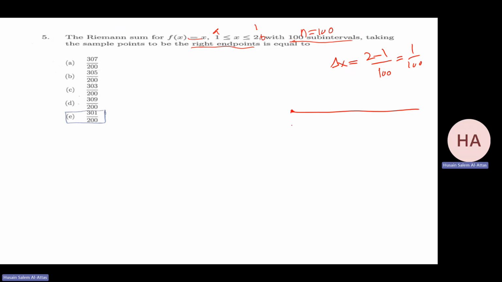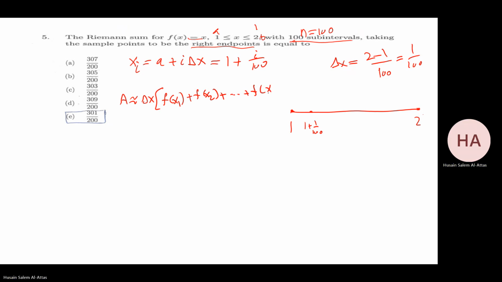So what will be now? Just starting from 1 up to 2. This will be 1 plus 1 over 100. Okay, I'm choosing this. So let me do it by these xi things. xi will be A plus i delta x, which is what? 1 plus i over 100. Okay, now let us see what will happen. So now my area will be approximately delta x, f of x1 plus f of x2 plus blah, blah, blah, until f of x100.